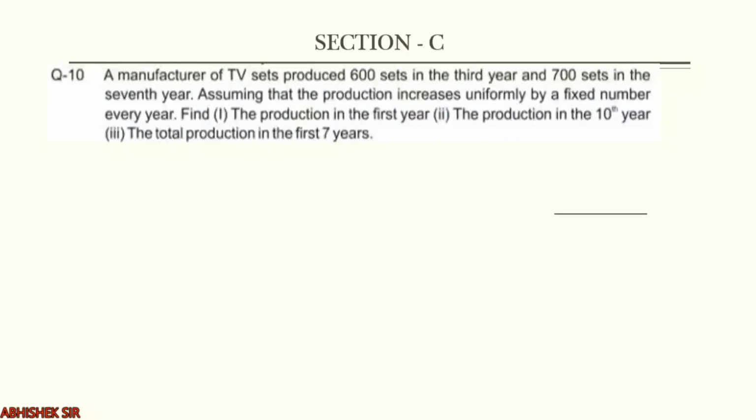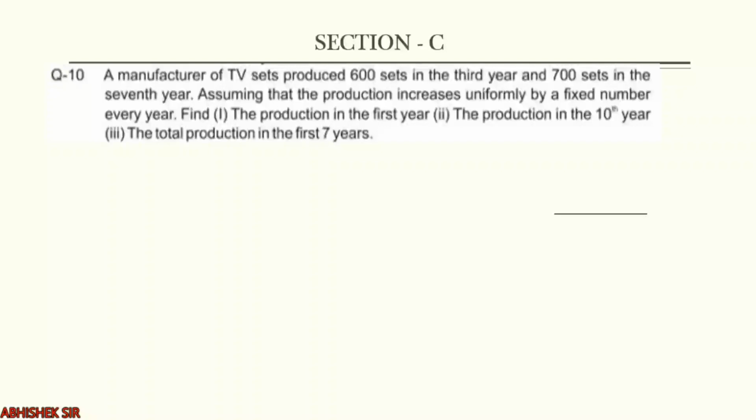Question number 10: a manufacturer of TV sets produced 600 TV sets in the third year and 700 sets in the seventh year. Assuming that the production increases uniformly by a fixed number every year, we have to find out three different questions.